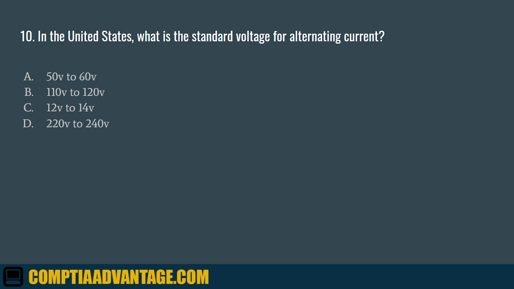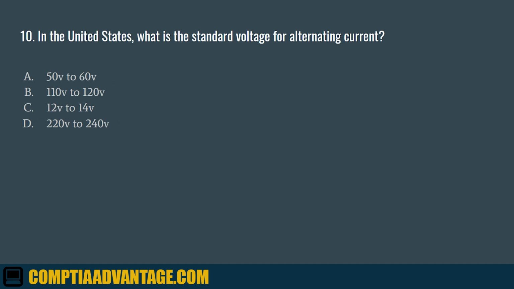Question 10. In the United States, what is the standard voltage for alternating current? A. 50 volt to 60 volt. B. 110 volt to 120 volt. C. 12 volt to 14 volt. D. 220 volt to 240 volt.